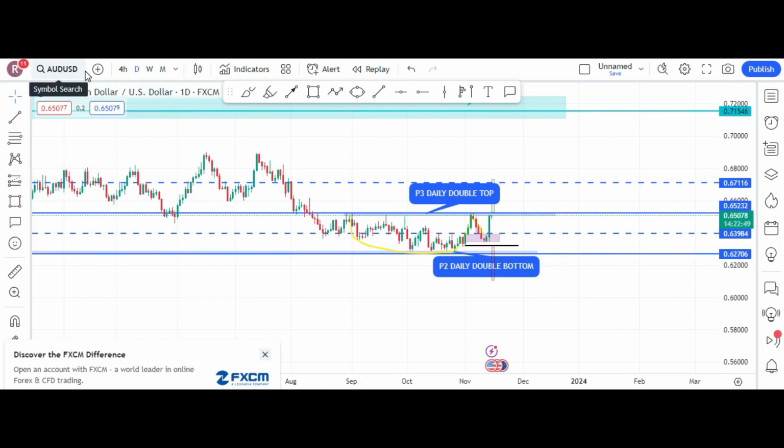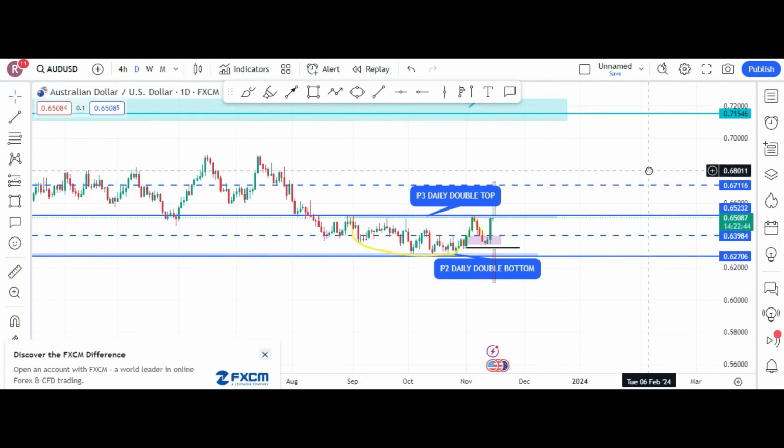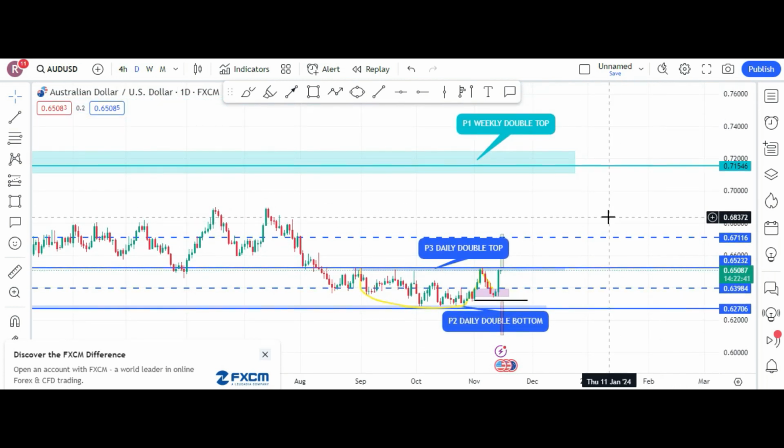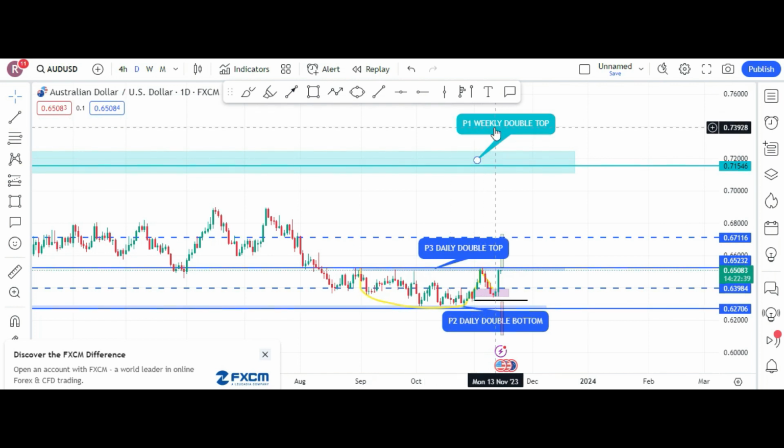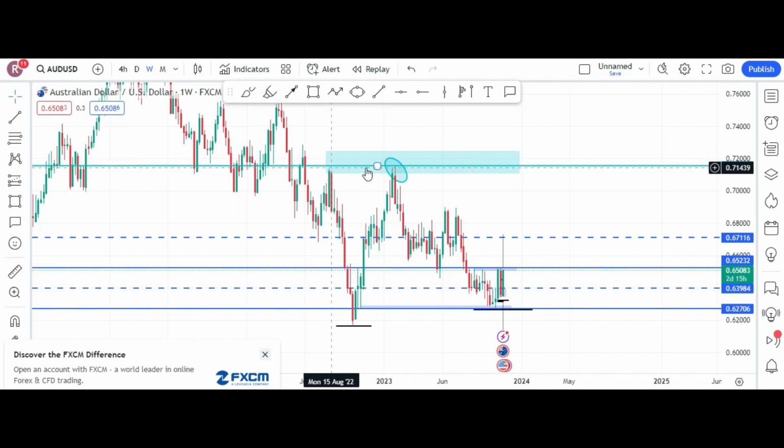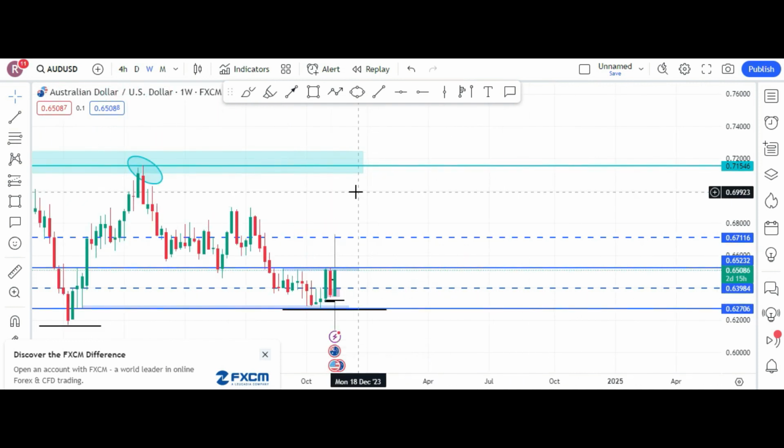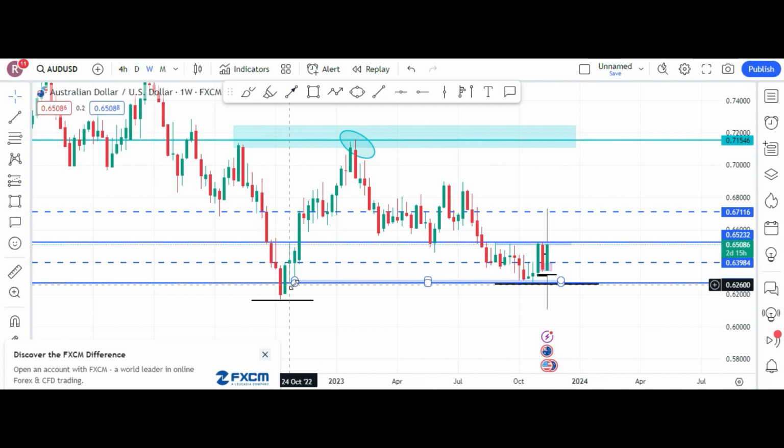This is AUD USD where we are analyzing. Just for the new viewer who has not seen the previous videos, I would like to explain it. This is our pattern 1, weekly double top we had previously. This was the place where we put the mark, and this top is responsible for this bottom, but we didn't have any double bottom in the weekly, because to form a double bottom we need a red and green, but here you can see there is no red and green.